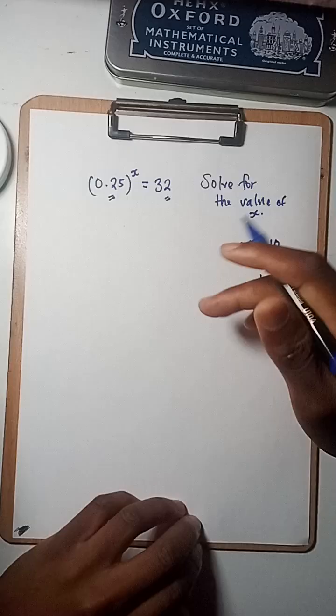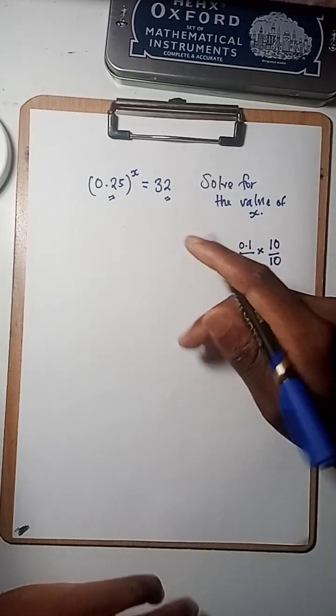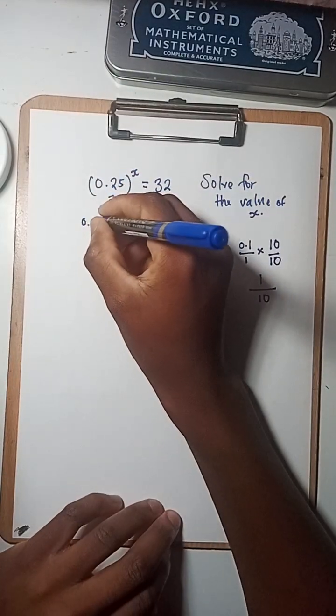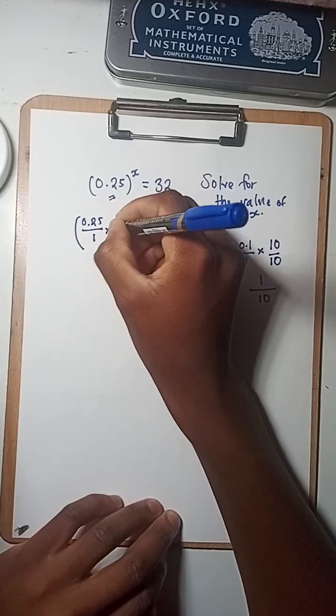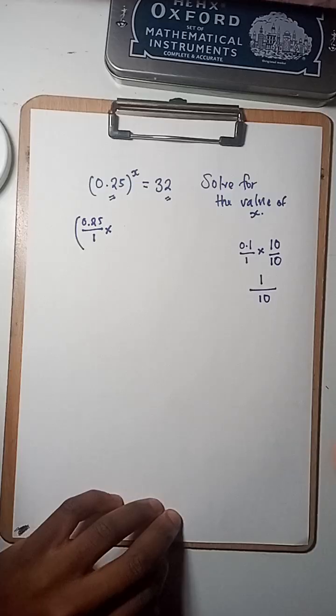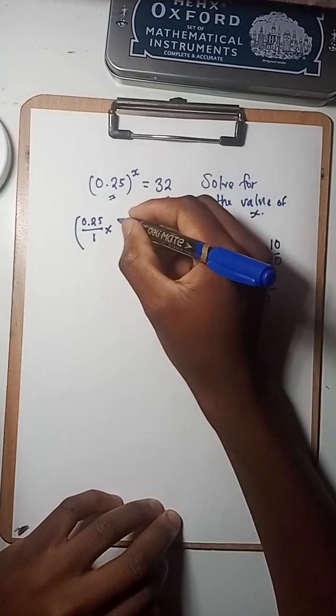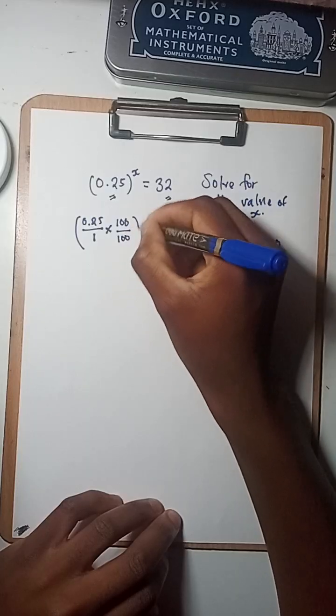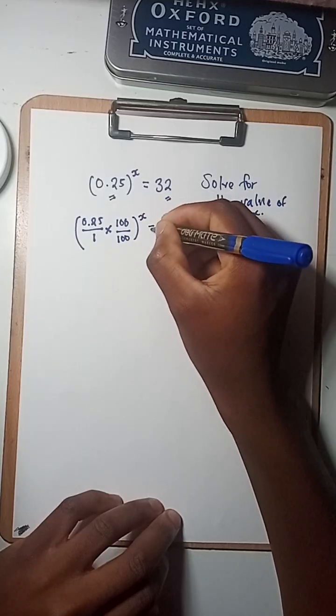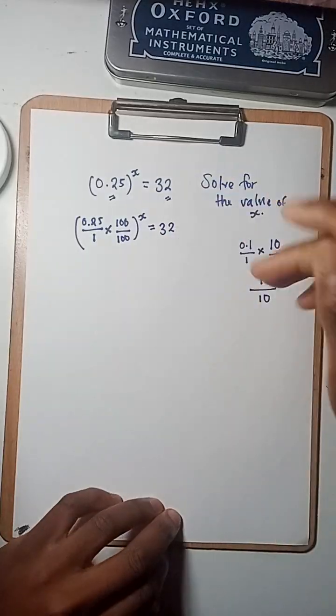Now let's convert 0.25 into a fraction. Every number has a 1 down, multiplied by the number of decimal places. Here there are 2, so we put 100, even here, 100. Don't forget the x up there equals 32.